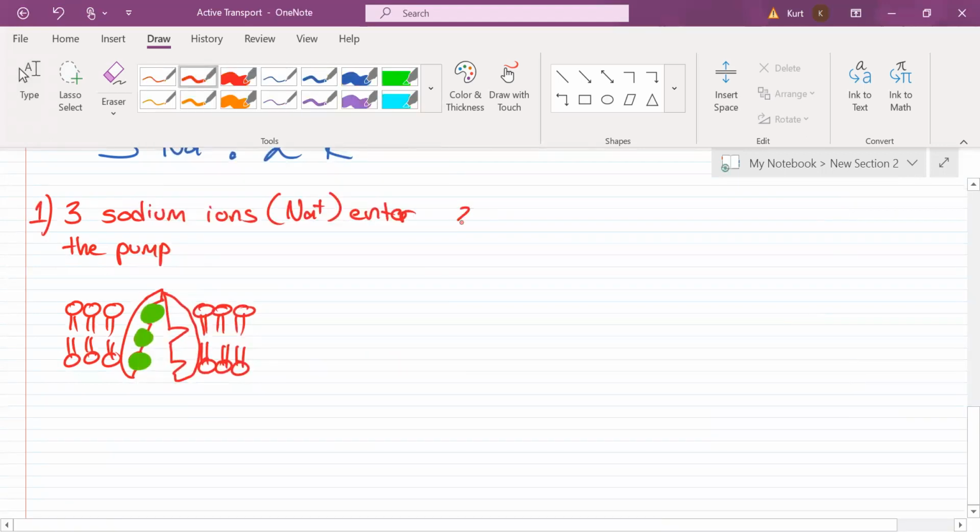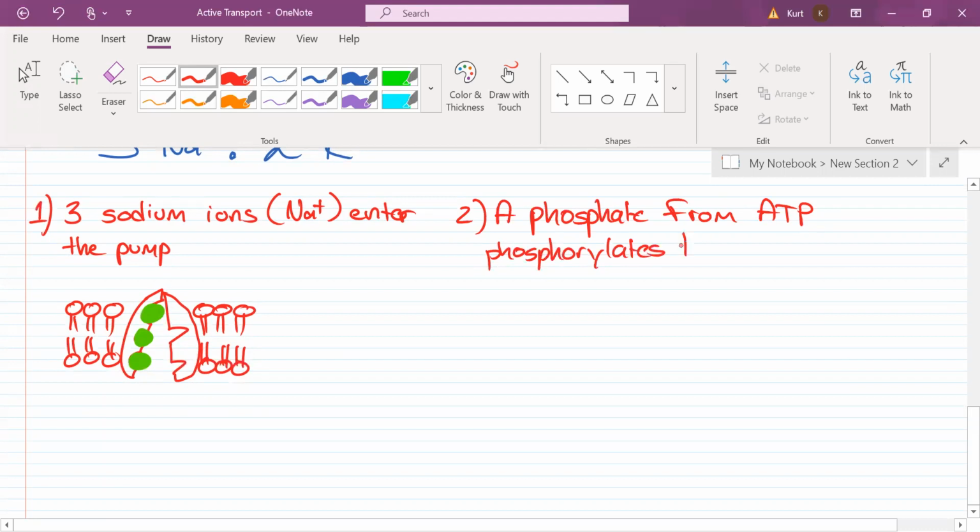Part 2. A phosphate from ATP phosphorylates the pump and activates it.